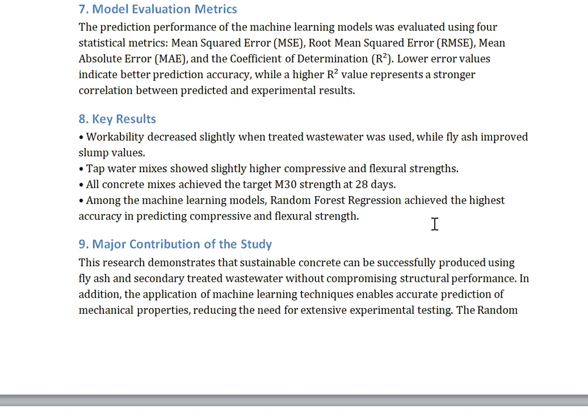Now, the key results of my experiment: the workability decreased slightly when treated wastewater was used, but improved slump values, and tap water mixes showed slightly higher compressive strength and flexural strength. In all, the concrete mixes achieved the target M30 strength at 28 days. Among all the machine learning models, random forest regression achieved the highest accuracy in predicting compressive and flexural strength.